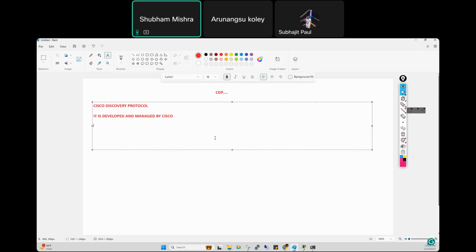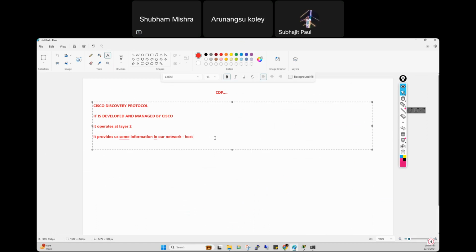CDP operates at which layer, guys? It operates at layer number 2, right? Clear? Everyone? Okay. Now, what is the use of CDP? Generally, it provides us some information in our network.